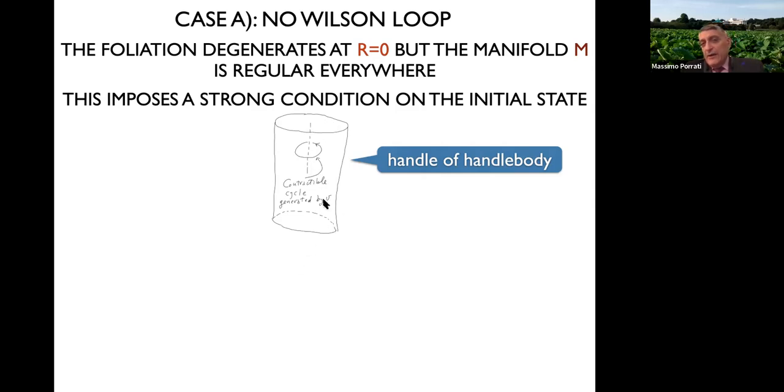So you can think of the case of any handlebody, which can be written by gluing together some parts that are essentially cylinders. And you see that if I foliate this three-dimensional cylinder in terms of two-dimensional cylinders, at the origin, of course, my description, my coordinate system, my foliation breaks down. So there must be something that tells me that here at the origin, this space is regular, though the foliation is not. What I have depicted here is the handle of a handlebody, and I have shown here a contractible cycle, which is generated by some vector.